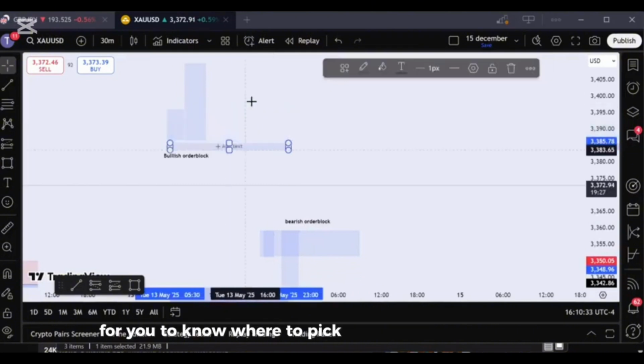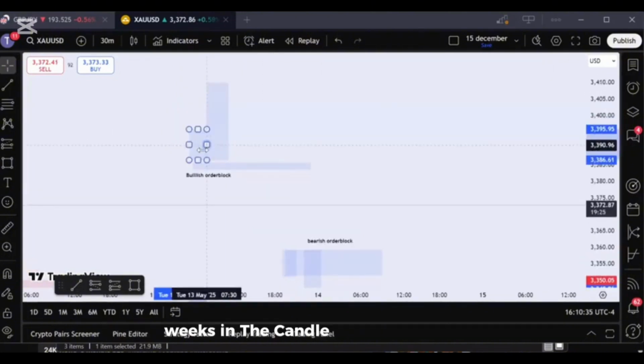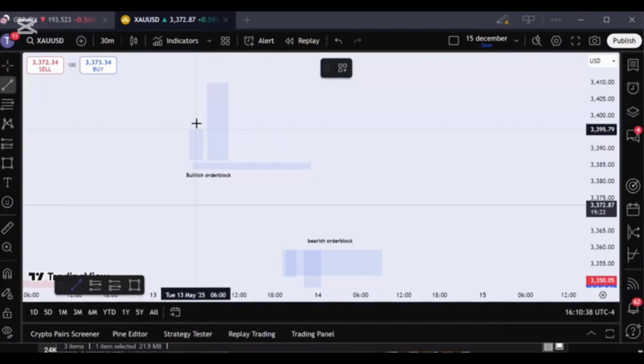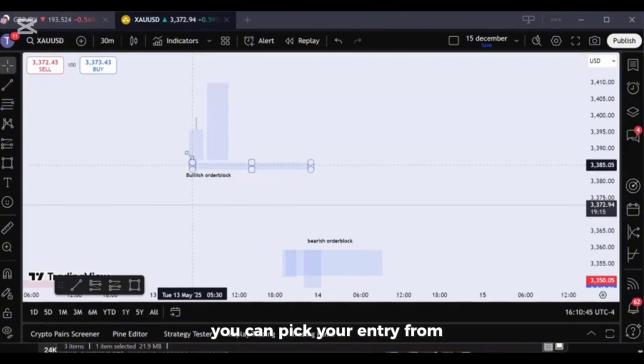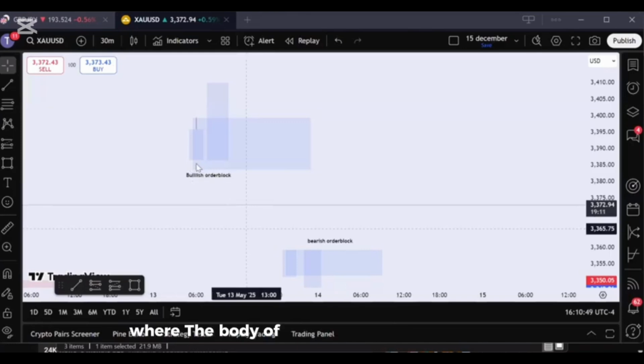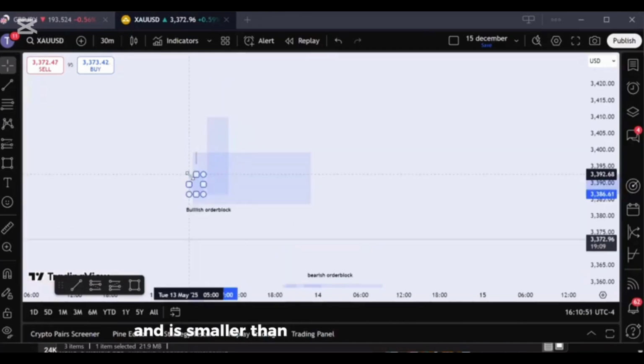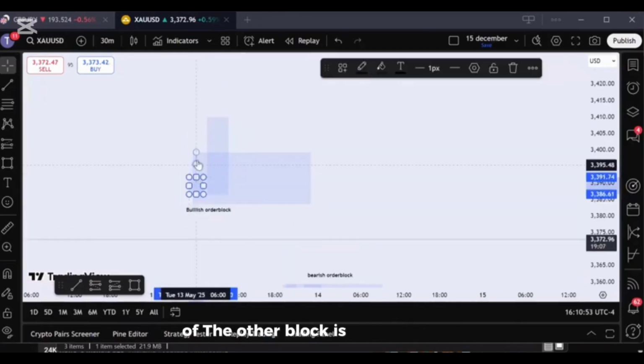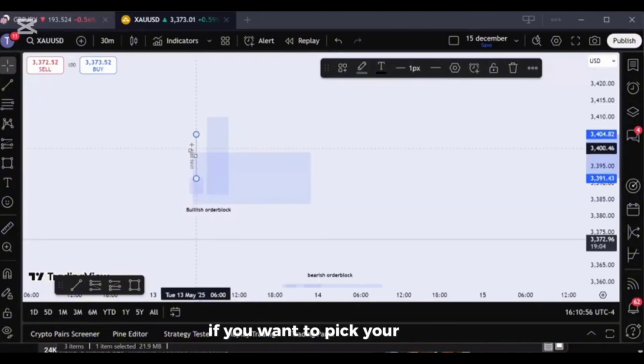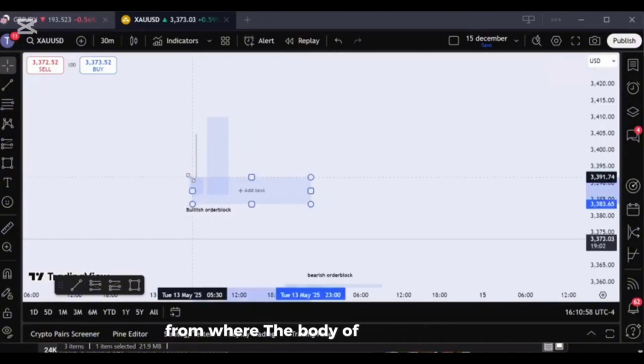But there are sometimes that you see wicks in your order block. So for you to know where to pick your entry when you have wicks in the candle of your order block: if the wick of the order block is here, and the wick is small and smaller than the body of this order block, you can pick your entry from the wick of the order block. But if the body of the order block is really small and is smaller than the wick, let's say the wick is extremely long, then pick your entry from where the body of the order block started. Do you guys understand now?